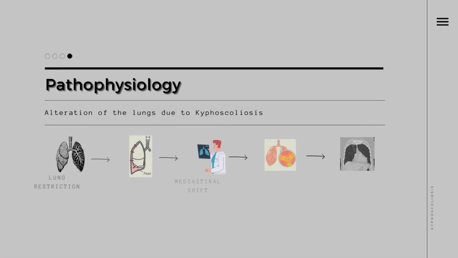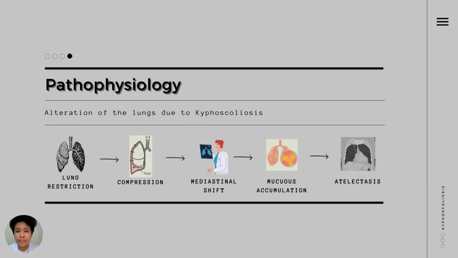And for the pathophysiology of the lung in patients who have kyphoscoliosis, first is lung restriction. This is due to decreased lung compliance because the chest wall is impaired, which prevents more inflation of the lungs. While compression is due to thoracic deformity.